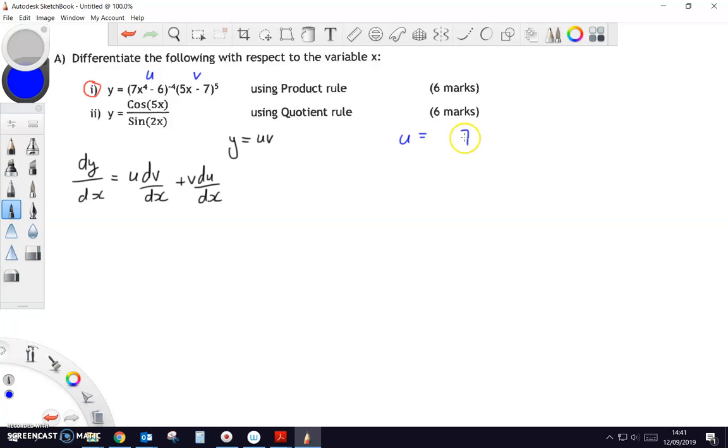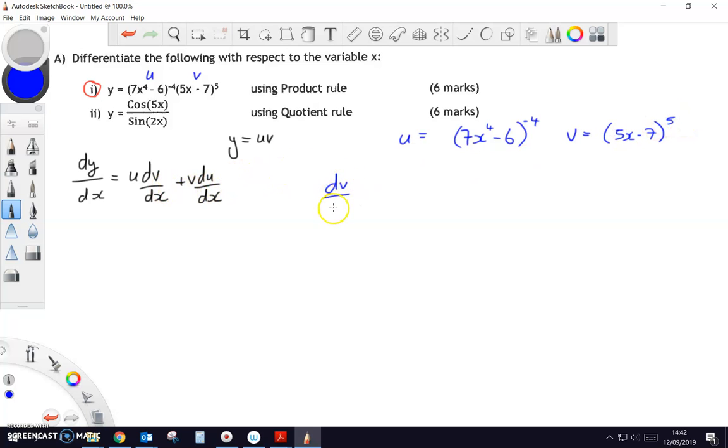So we're going to get one bit at a time. We can say already we know that u equals 7x to the power of 4 minus 6, and all that stuff there is to the power of minus 4, and v equals 5x minus 7 to the power of 5. So let's get dv/dx now.